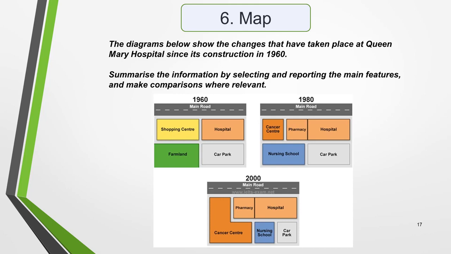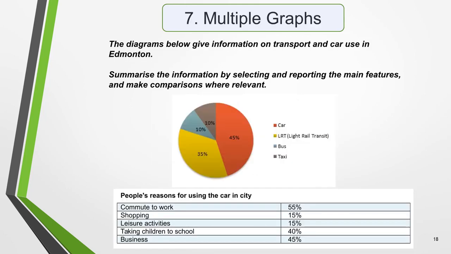construction in 1960. Multiple graph questions have more than one type of diagram and are fairly common. They usually include 2 diagrams, such as a bar chart and a line graph, or a pie chart and a table, as in the sample question. The diagrams below give information on transport and car use in Edmonton.